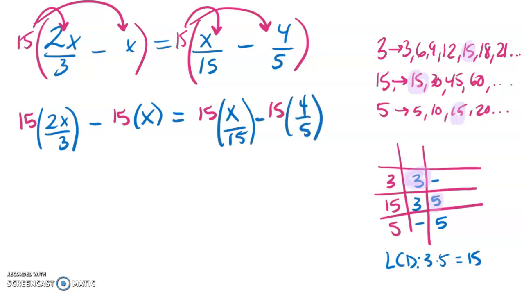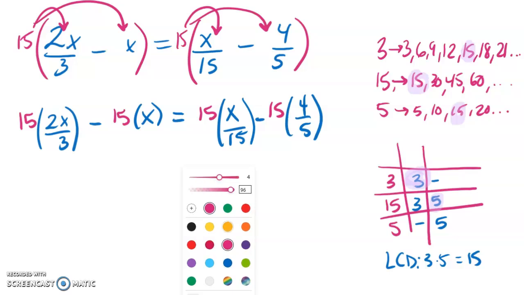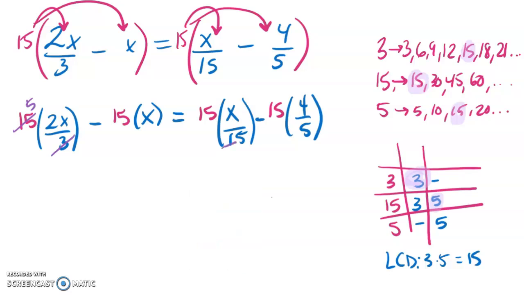So now I'll look at this and I'll say, 3 goes into 15 5 times. Remember, the goal is that all the denominators get canceled out. 15 cancels out 15. It will be 1 over 1. And 5 goes into 15 3 times. So now let's rewrite this with our new numbers that are out front. We have 5 times 2x.